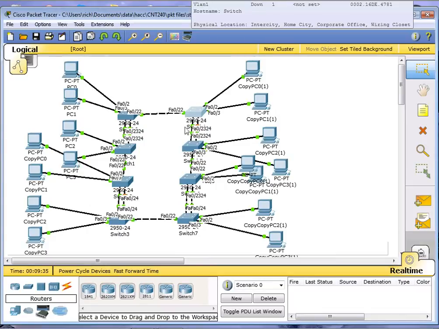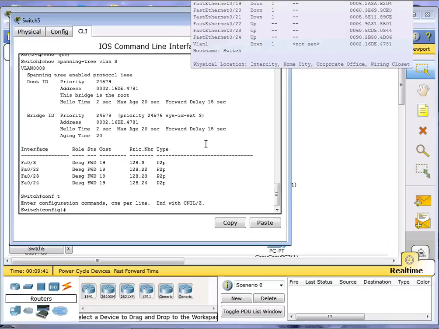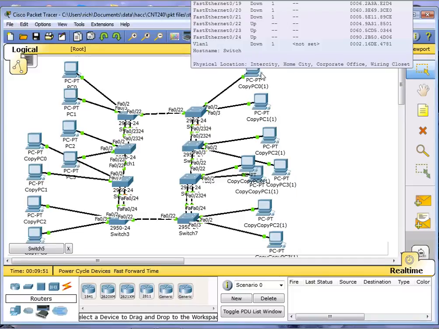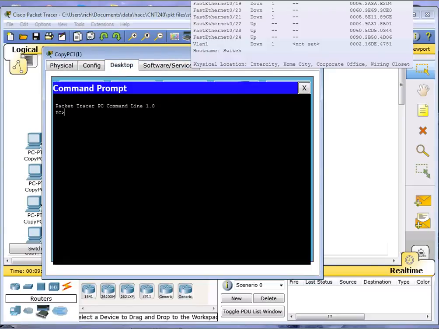We are actually going to do some exercises where we cause a failure. So I'm going to get ready for that just to demonstrate what's going to happen with VLAN 3. What I'm going to do is make all the trunk ports access ports, but I also want to ping something continuously.